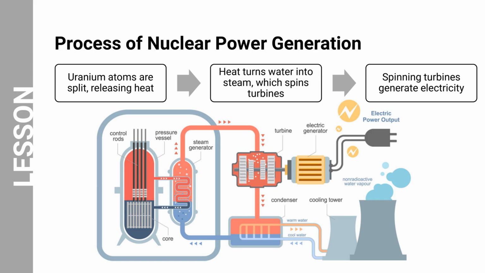The heat turns water into steam, which is used to spin turbines. These turbines are connected to generators that turn the spinning motion into electricity, which can then be used in homes and businesses. To keep things safe, control rods are used to slow down the chain reaction by absorbing neutrons, ensuring the process doesn't get out of control. This careful control helps nuclear power plants produce a steady and reliable source of electricity with low carbon emissions.